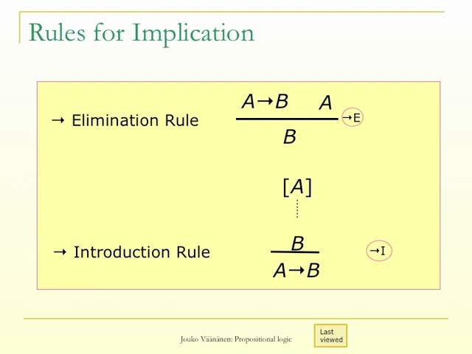Rules for implication. We shall now learn an elimination rule as well as an introduction rule for implication. These rules are the following. Implication elimination rule: if we have derived A implies B and we have derived A, then we can derive B according to this rule.